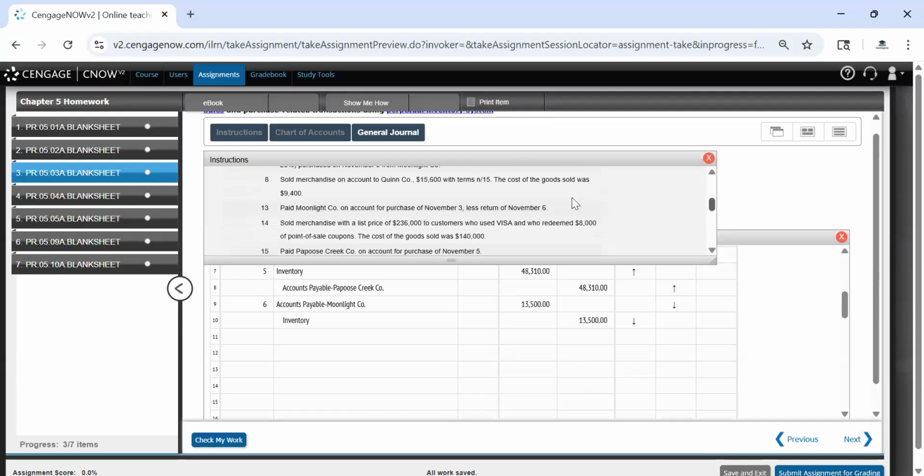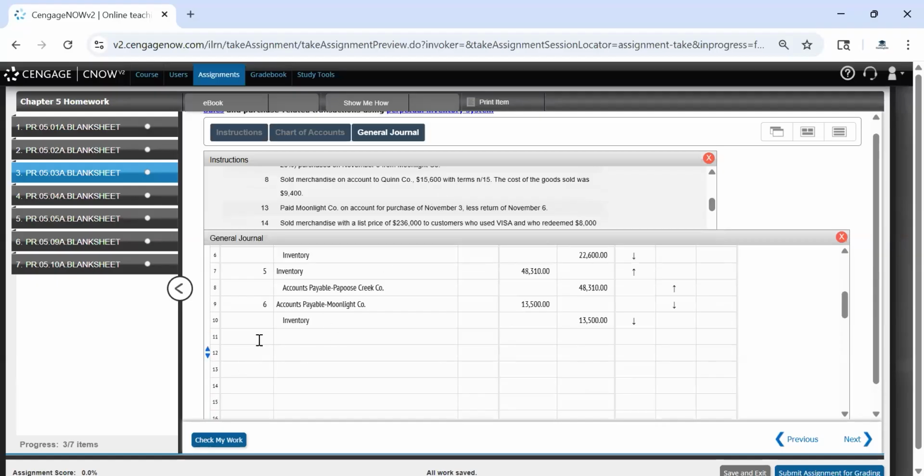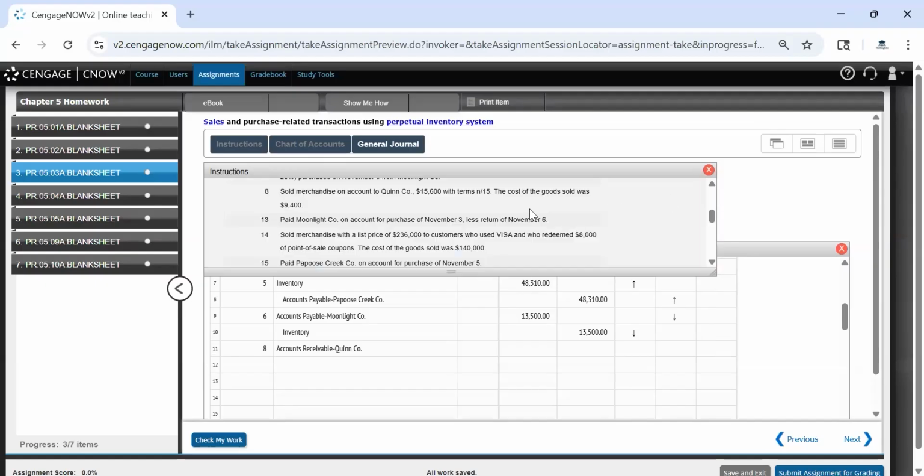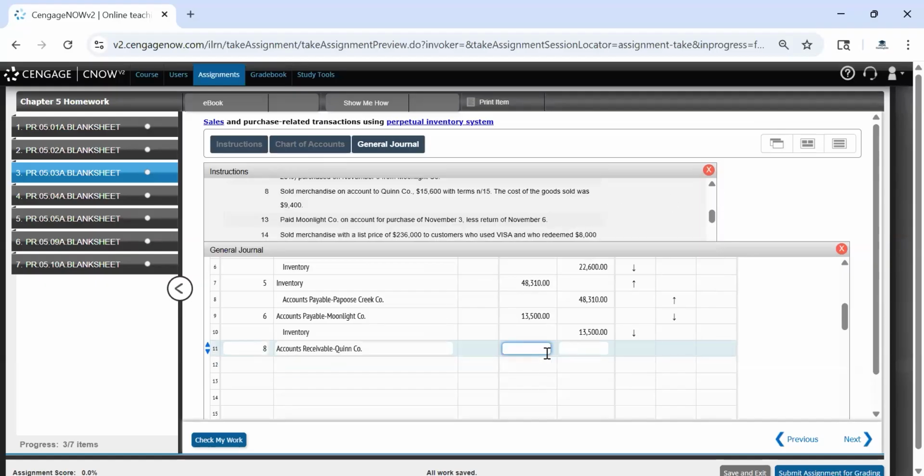Now we have a credit sale on the 8th, selling $16,500 in merchandise. And the accounts receivable is Accounts Receivable Quinn Company. And the sales amount was 15,600.